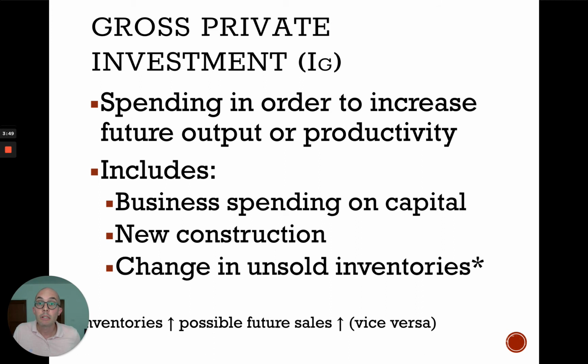So inventories, again, maybe a little bit more detail. Inventories increase. The firm produces more. They put it in the warehouse because they haven't sold it yet. It does represent the opportunity to sell in the future. So we increase IG because of that. And then when it's actually sold, we reduce to make sure we're not double counting.